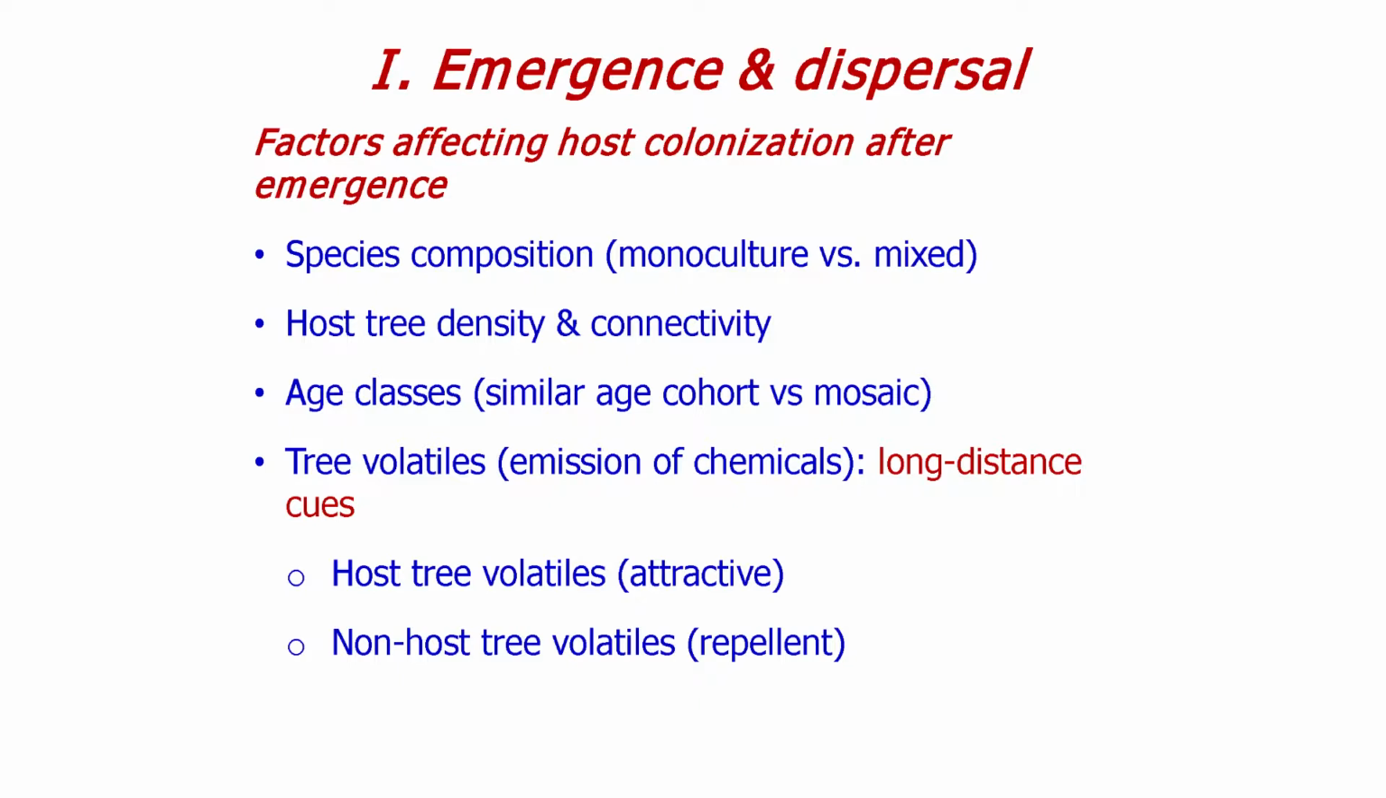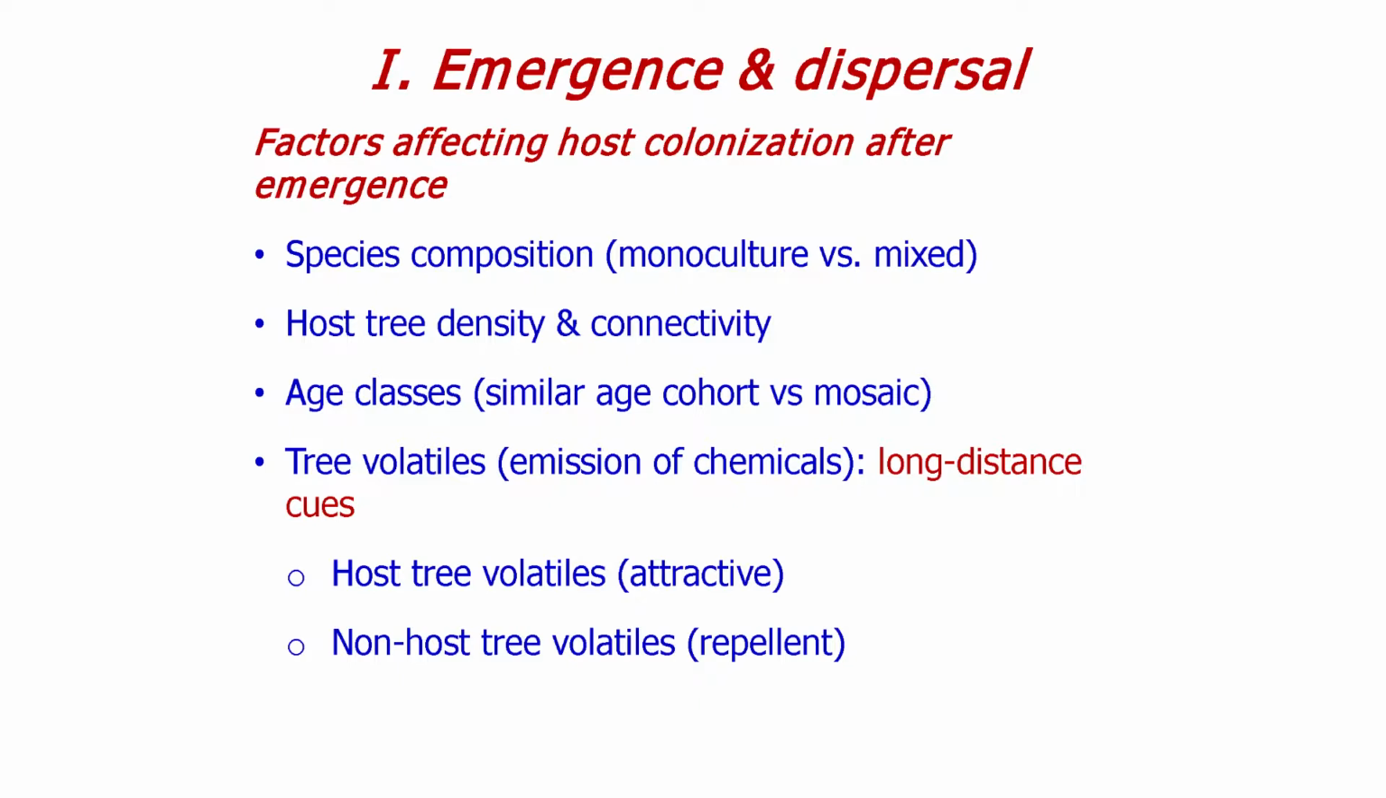Species composition is really important. Whatever the forest, we have mixed species. I'm not talking about just different pine species, but different conifers and hardwoods. Mixed wood will have a different impact on the insect. Host density and connectivity we can see here: if the forest stand is composed of very large and dense trees, they tend to be more susceptible to insects. We have age classes, a forest with a single age cohort or a mosaic age cohort. They have different impacts on beetle attraction.